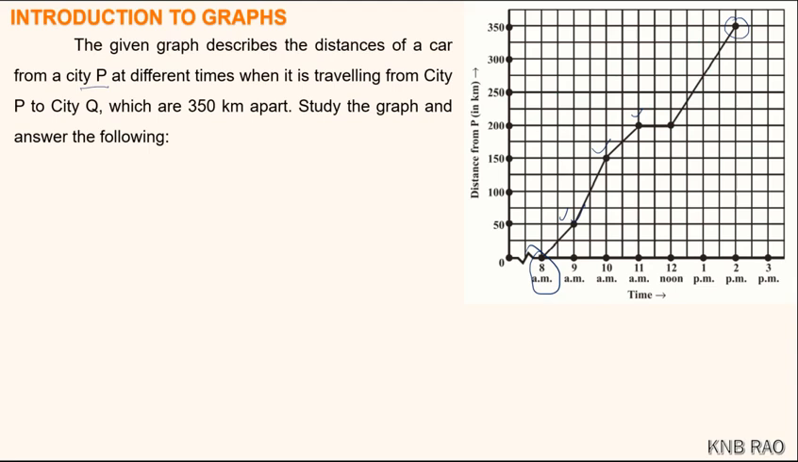Now you have to answer the following questions based on this data. What information is given on the 2 axes? The horizontal axis x shows the time, and the distance from P in kilometers is shown by the y axis.